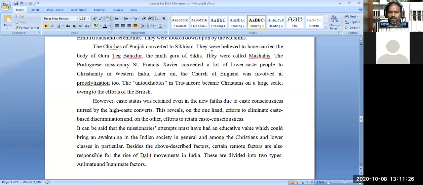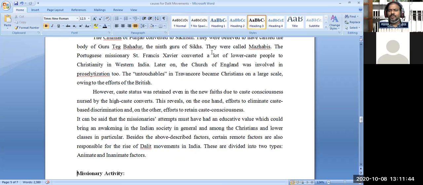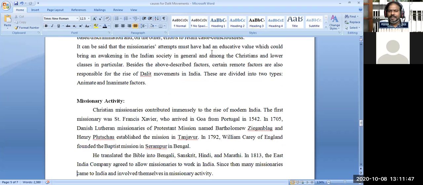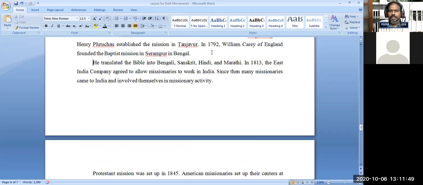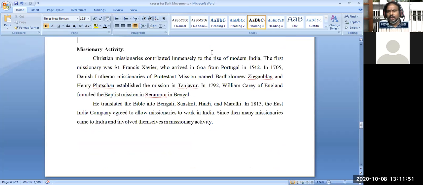However, caste status was retained even in the new phase due to caste consciousness nurtured by the high caste converts. This reveals, on the one hand, efforts to eliminate caste-based discrimination, and on the other hand, efforts to retain caste consciousness. So these conversions created certain awareness among the Hindus who converted to Christianity or other religions.